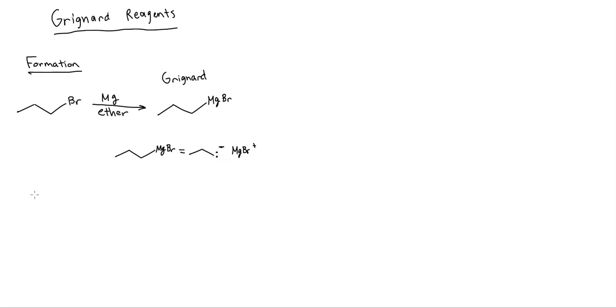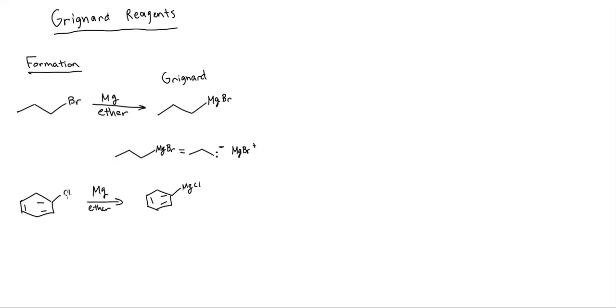And so let me also say that we can just do this with anything, right? We can do it with something that looks like this. We can take this and any alkyl halide, just throw in magnesium and ether, and boom, we get our Grignard, all right? So anything like this, we can form a Grignard out of it, okay?